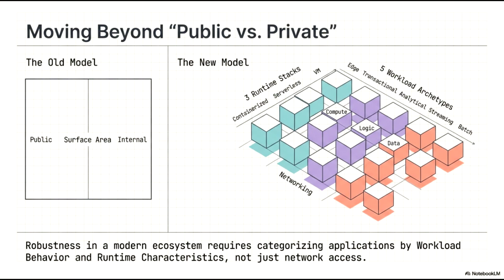We are shifting toward a new model that recognizes the multidimensional nature of modern applications. Instead of just looking at network access, we now categorize applications based on three primary axes. Along one axis, we define the runtime stack, differentiating between virtual machines, containerized environments, and serverless architectures. Along the second axis, we identify 5 distinct workload archetypes: edge, transactional, analytical, streaming, and batch. These are then layered across the core functional components of networking, data, logic, and compute.